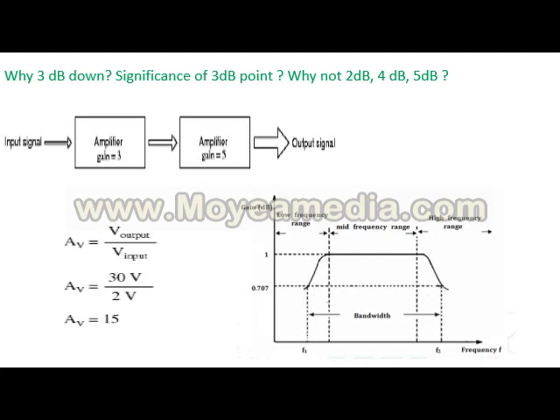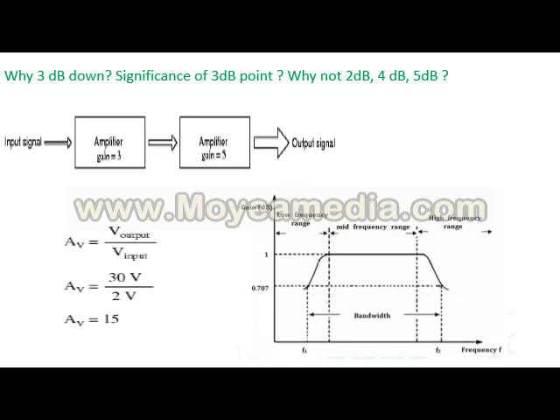We know that gain is the ratio of output to input. Let's consider this block diagram. The input signal is applied to an amplifier with the gain 3. It is again applied to an amplifier with the gain 5 and gives the output signal.